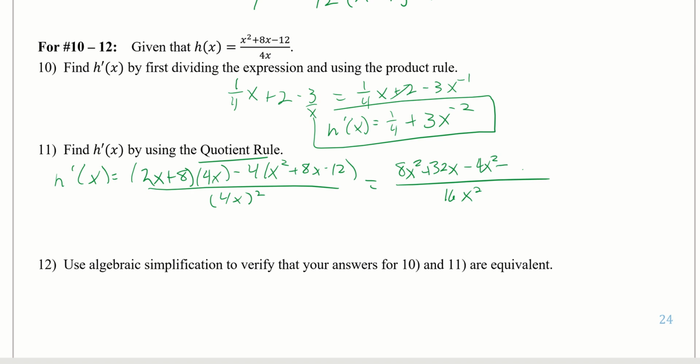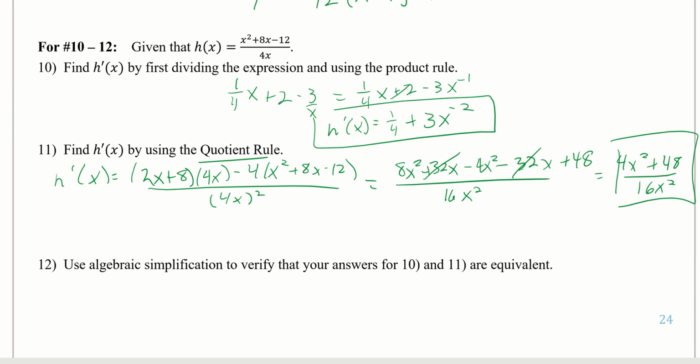So minus 32x plus 48. Nice. Now we combine, oh yeah, those guys go away. We can combine our squared terms, so we get 4x squared plus 48, all over 16x squared. Even though it looks a little bit different, that would be good enough for the quotient rule there.